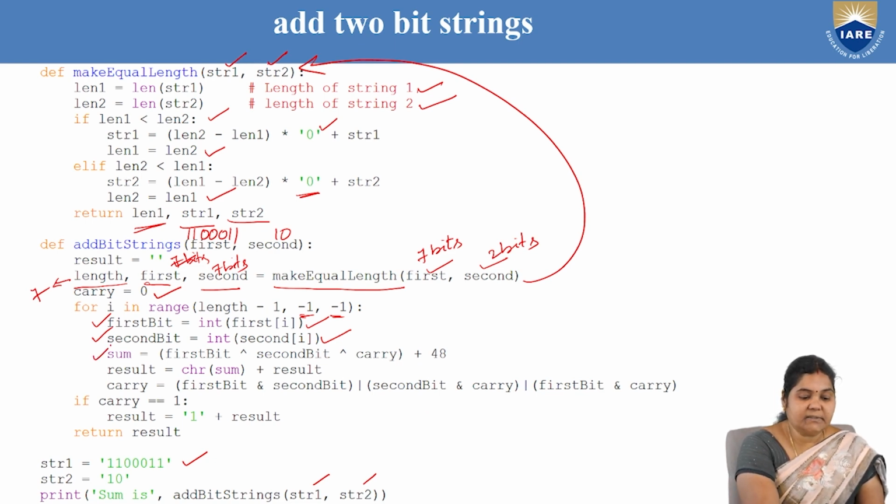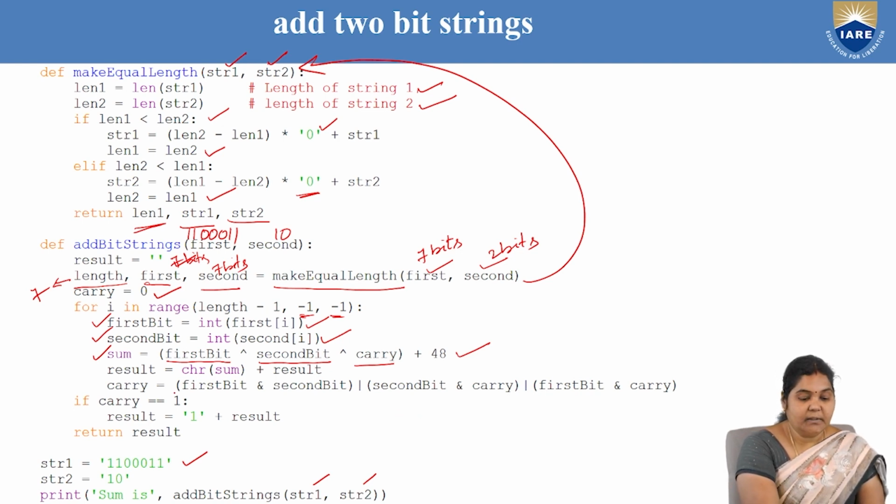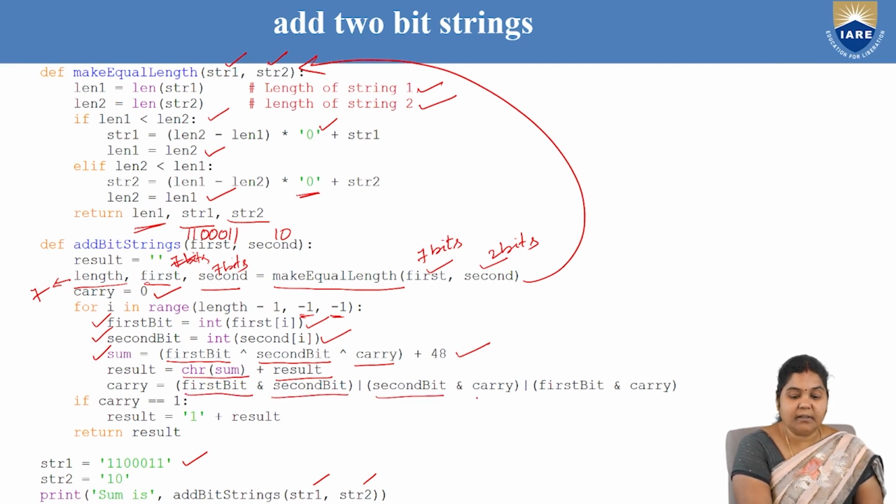Now we have to apply the sum formula. What is the formula for sum? First bit of the first number XOR with first bit of the second number, and again XOR with the carry. And we have to make it into a string, so we add 48. Now the resultant sum we are converting like this. And how to get the carry? The carry will be first bit AND second bit, OR second bit AND carry, OR first bit AND carry. This is the formula for setting or clearing the carry. So based on this formula, carry will be either set or 0.